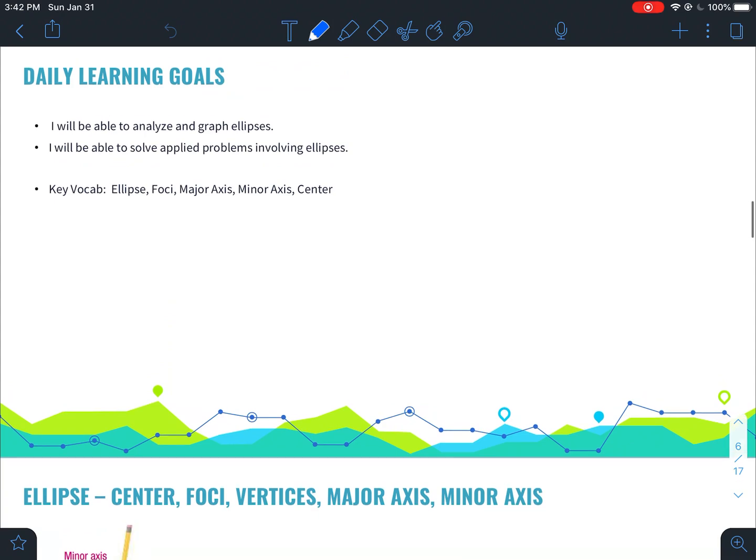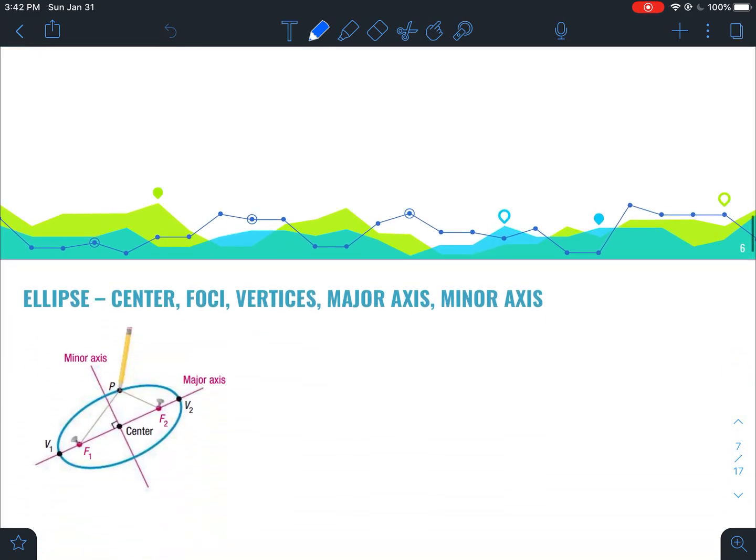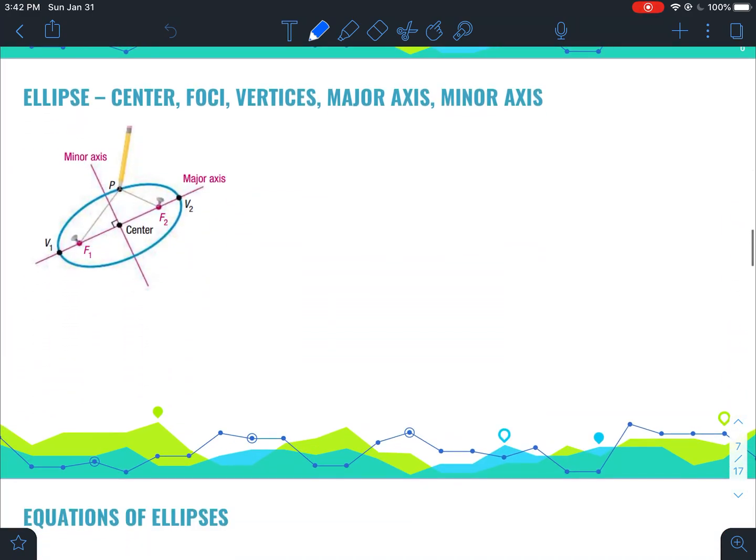So today we are going to move on with our conic sections, and the next conic section that we're going to discuss is ellipses. So we'll talk about how to graph and analyze ellipses, and then we'll talk about how to solve some applied problems that involve ellipses. So what makes an ellipse an ellipse?